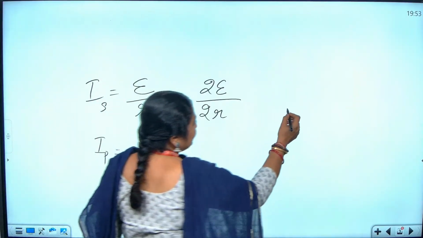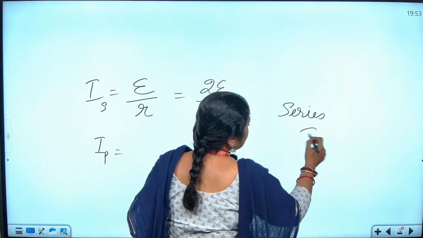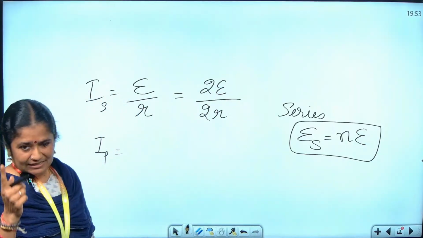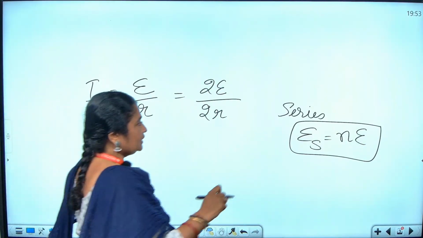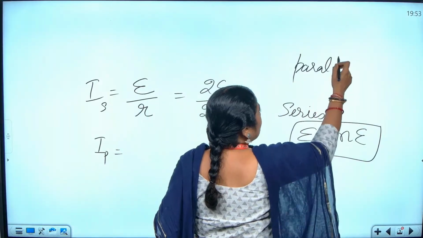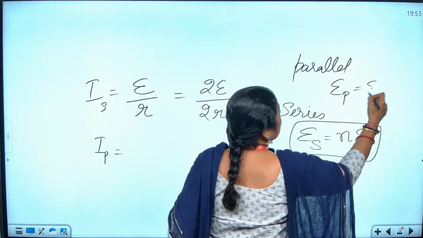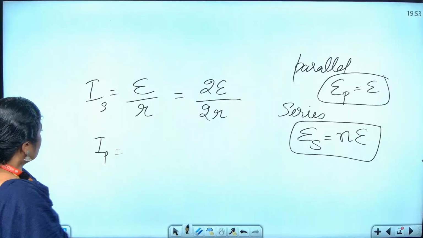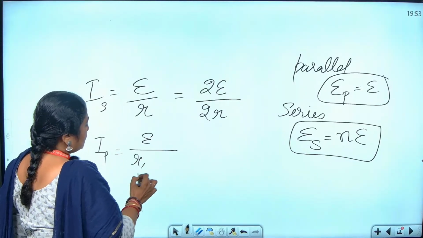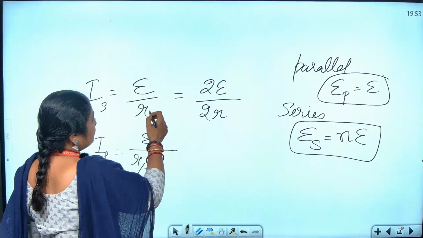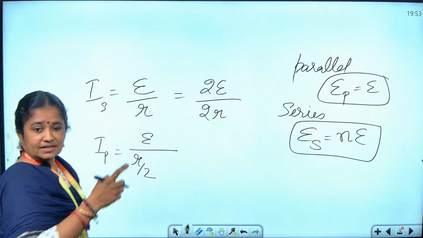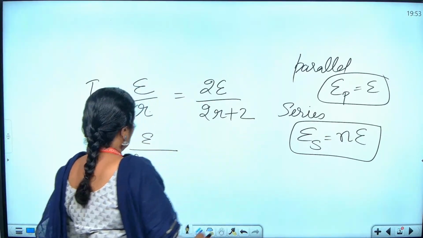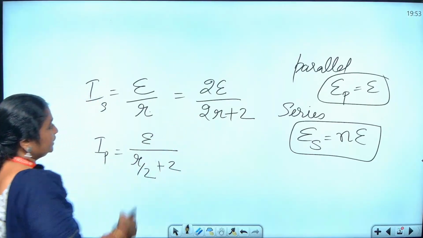If you connect in series, the total EMF will be n times the EMF supplied by a single cell. In parallel it will always be epsilon only, the EMF of a single cell, however many cells are connected. So here it will be epsilon divided by r by 2, and there is an external resistance also in this case, which is in series, so plus 2.